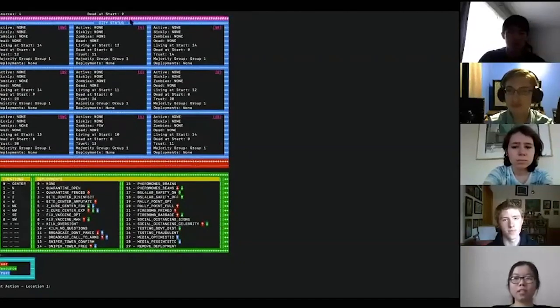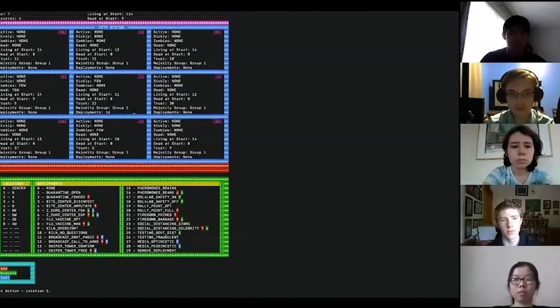We also made changes to the existing UI features and also added our own new features. The neighborhoods now display the deployment in them, as you can see in the display. And this makes the game easier to play because the players are no longer responsible for keeping track of which deployments are in which neighborhood.